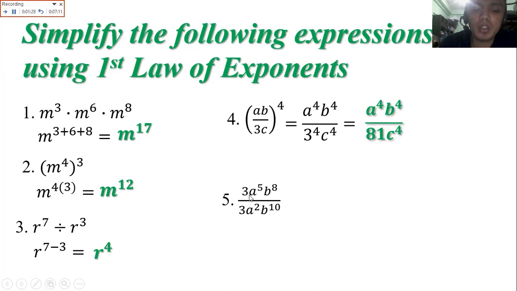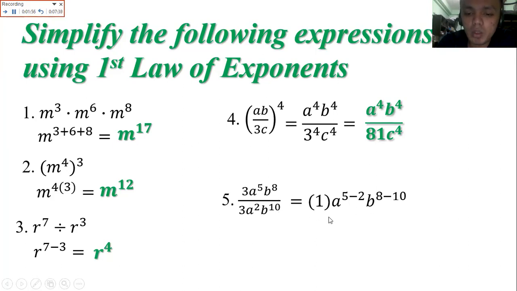Because 3 times 3 is 9, times 3 is 27, times 3 is 81. Next, number 5. Okay, this time i-apply natin yung mga laws of exponents, no? 3a raised to 5 b raised to 8 all over 3a squared b raised to 10. 3 divided by 3 is 1, no? A raised to 5 divided by a raised to 2 is equal to a raised to 5 minus 2, since parehas naman yung base. Then b raised to 8 divided by b raised to 10 is equal to b raised to 8 minus 10. Okay?